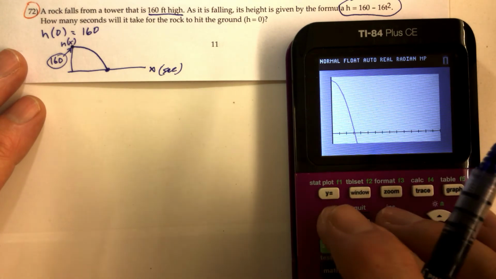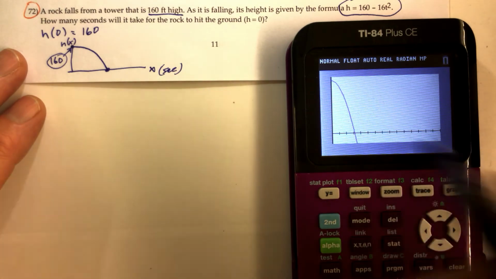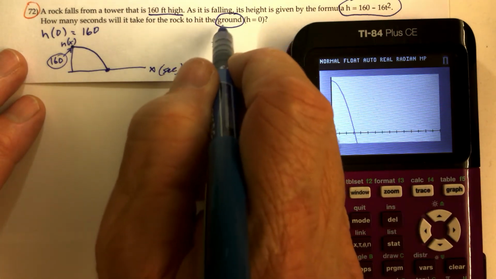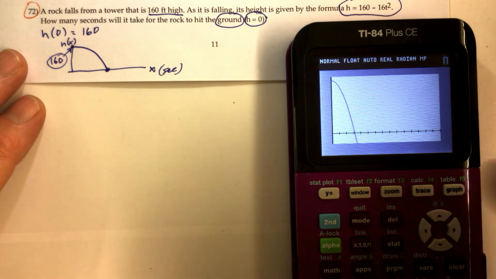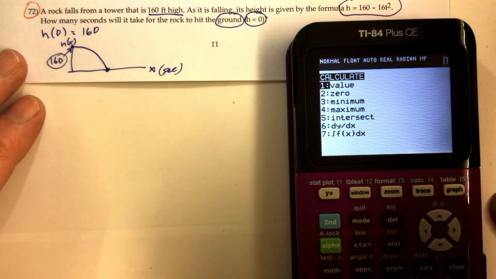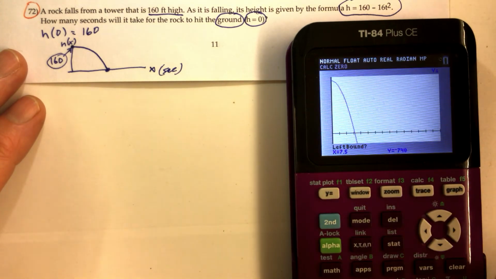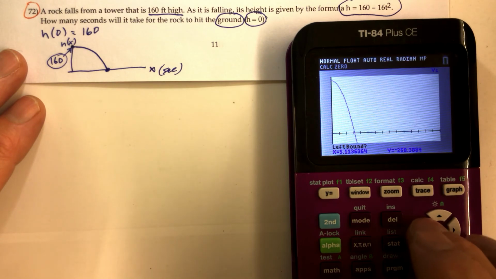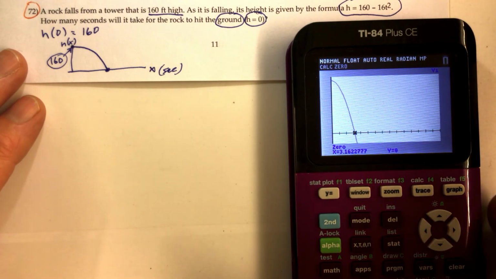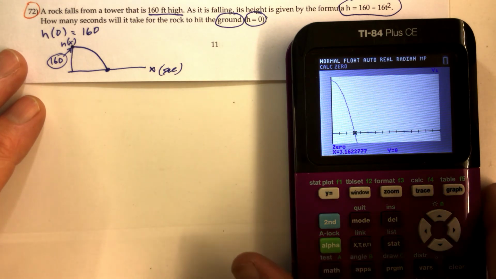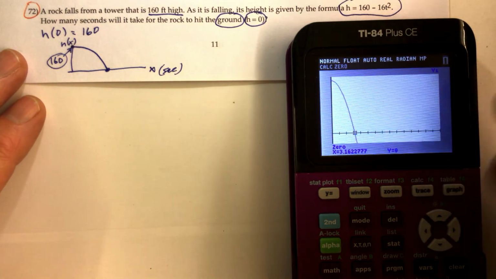Like how many seconds till it hits the ground? Well, the ground means that the height is equal, oh, it says it right there. I was going to say that the height has to be 0. So when is the height 0? Well, we have to figure out the 0, and we move the cursor to the left of the x-intercept, and then we move the cursor to the right and back it up, and it would give us 3.162 as the approximate number of seconds it takes for that rock to hit the ground.